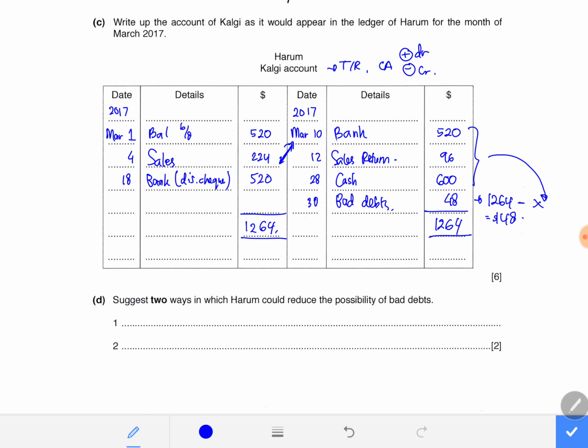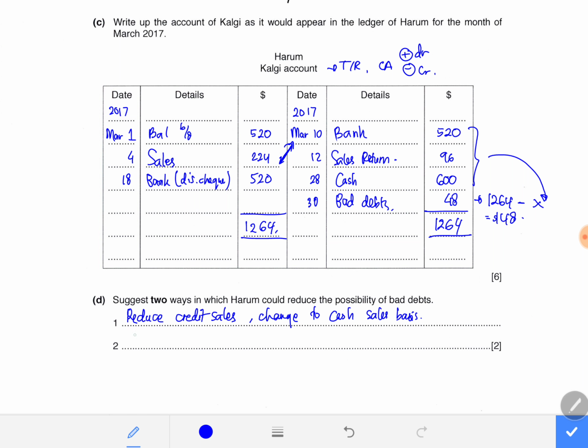Next, suggest two ways in which Harum could reduce the possibility of bad debts. If Harum wants to reduce the possibility of bad debts, try to reduce credit sales transactions. Just use cash sales. We can say reduce credit sales, change to cash sales basis. That's one of the ways to reduce the possibility of bad debts.